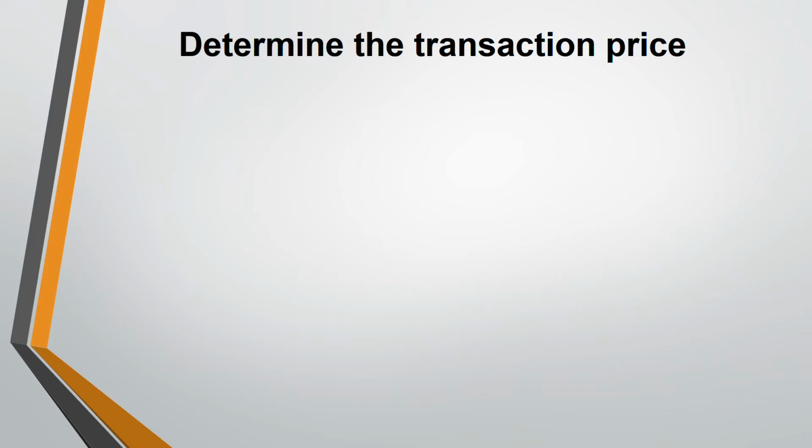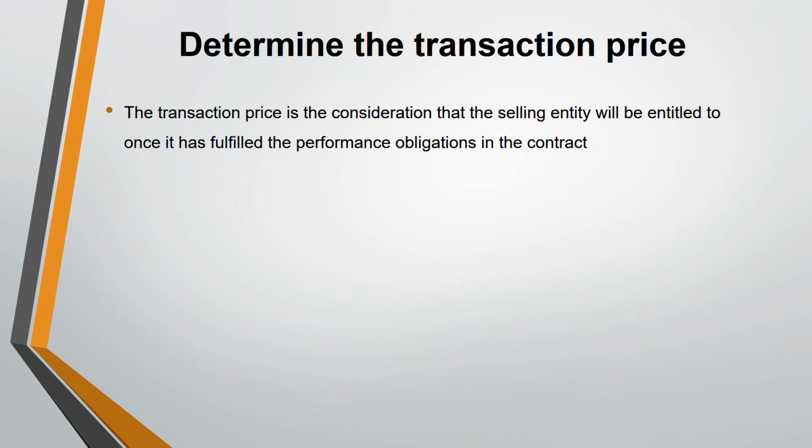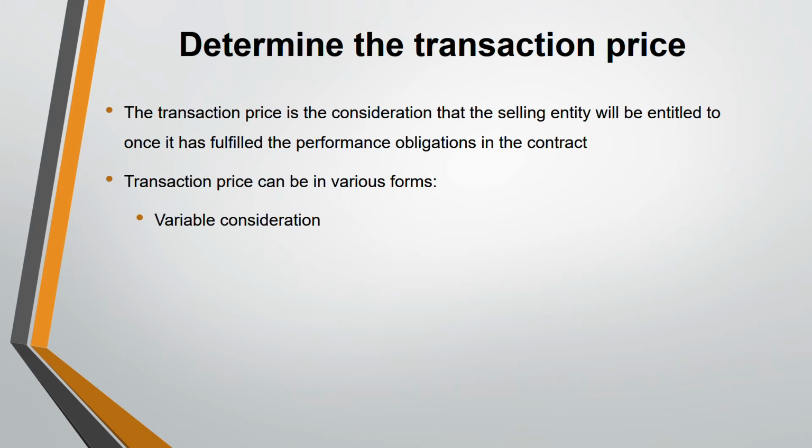Third, transaction price. How do you determine the transaction price? This transaction price is the amount that you are entitled to receive once you have fulfilled the performance obligation. That means you have supplied the goods or services to the customer. Then you're going to get this price. Remember, transaction price can be in various forms, not only in cash. It could be a variable consideration. That means the consideration will change. Variable. Non-cash consideration. It need not be in cash.